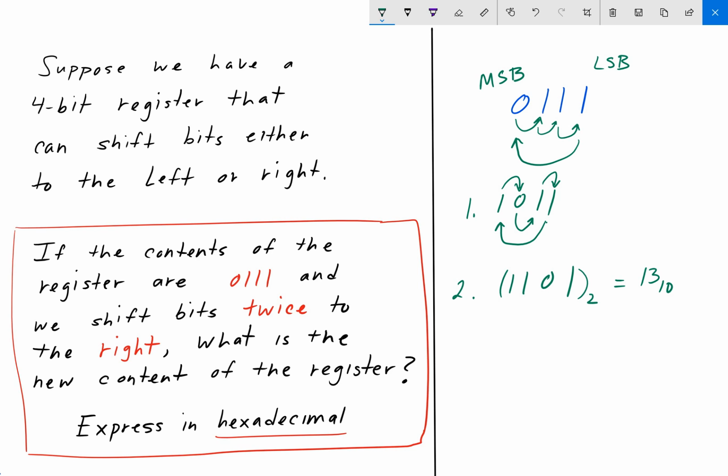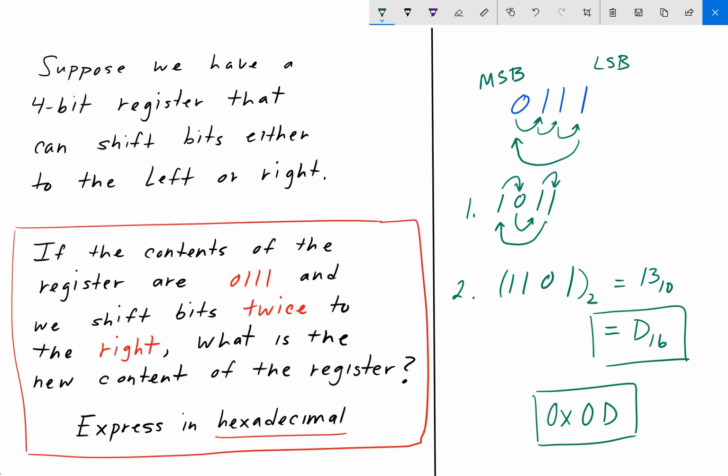And 13 decimal in hexadecimal is D, base 16. So that is our answer: D, or you can write it 0x0D, another way of writing hexadecimal.